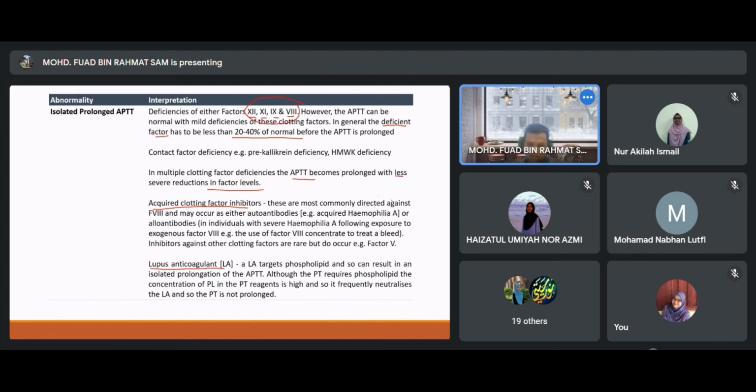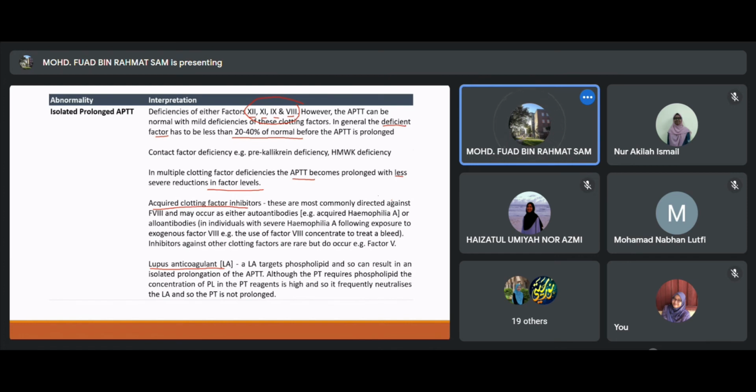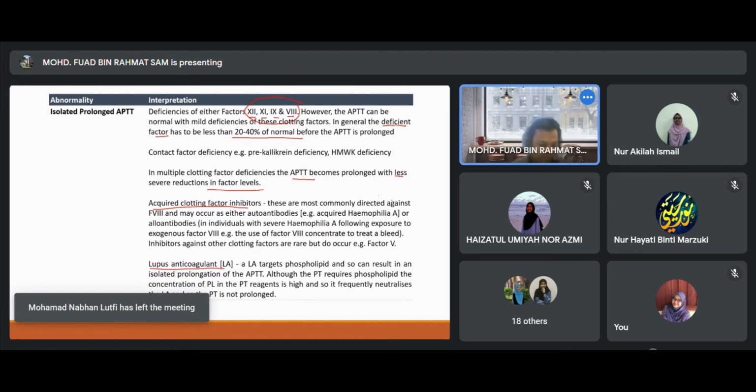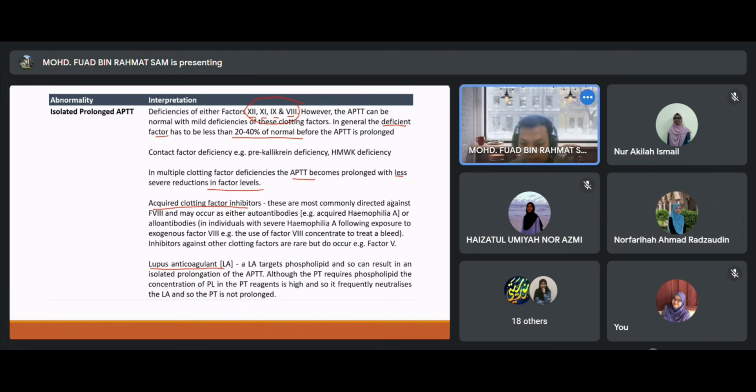Now my question is, in terms of the time, PT and APTT, how long do you think the normal time for APTT is? Is it longer than the PT or is it faster than the PT time? My question. Longer. Yes, Fariha, what? Longer because it has more factors. Yes, great.